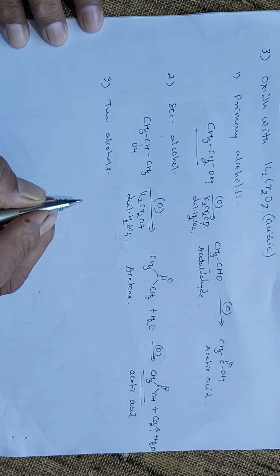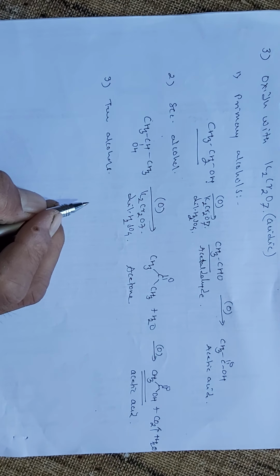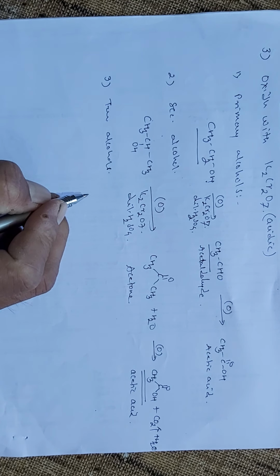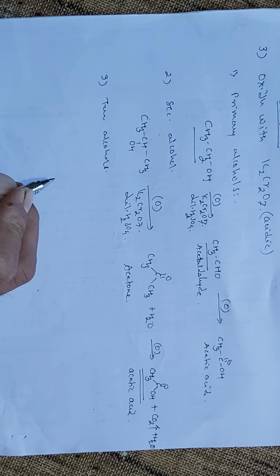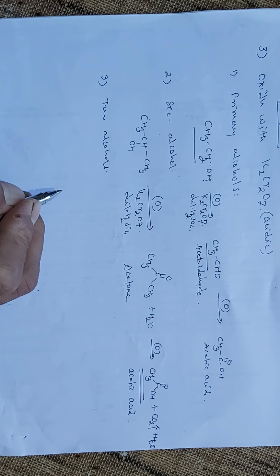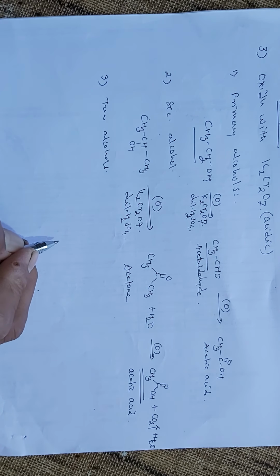So, in the previous lecture, we were discussing the oxidation of alcohols by using potassium dichromate in acidic medium. We have discussed the oxidation of primary alcohols and secondary alcohols. In primary alcohols, the oxidation gives you the formation of an aldehyde with the same number of carbon atoms, which on further oxidation gives a carboxylic acid having the same number of carbon atoms.